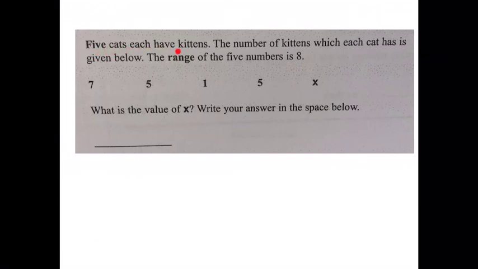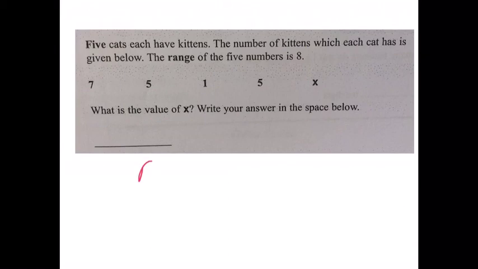5 cats each have kittens. The number of kittens which each cat has is given below. The range of the 5 numbers is 8. 7, 5, 1, 5 and an x value, an unknown value. What is the value of x? Write your answer in the space below.